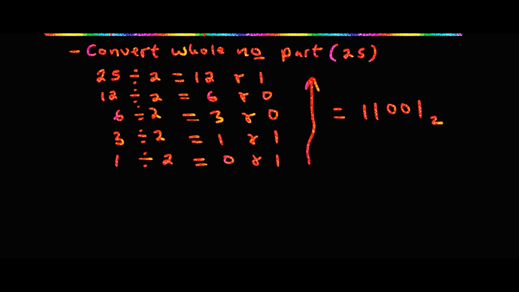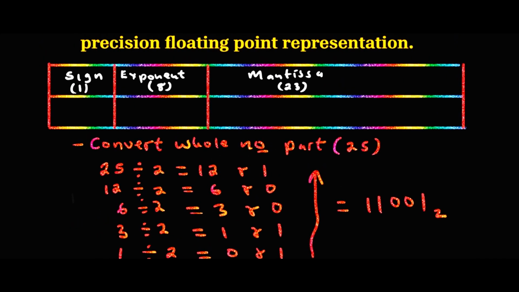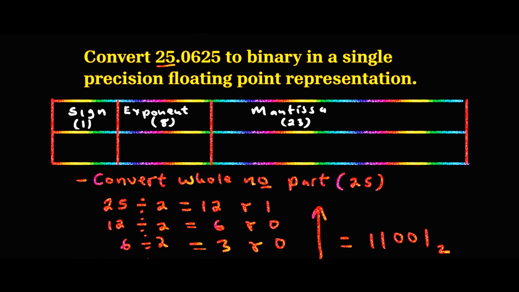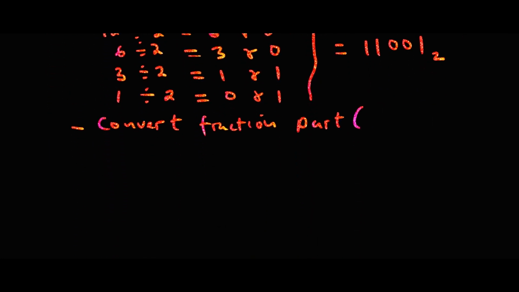And then the next step is to convert the decimal part or the fraction part. And the fraction part in our case, as you can see, is 0.0625. That is the part that we now convert.